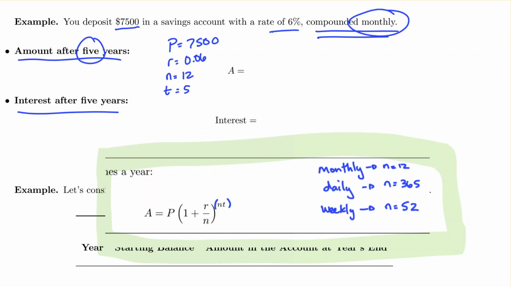Now I'll write it into this formula. 7,500 times 1 plus 0.06 over 12. So that's the fraction. And then my exponent I'm going to write in parentheses to make sure I type it that way in the calculator. N is 12 times t of 5.